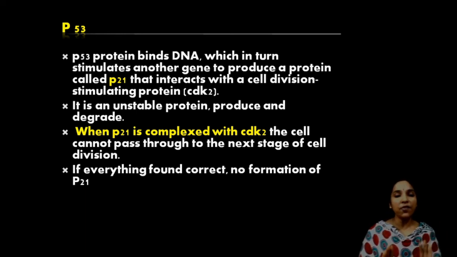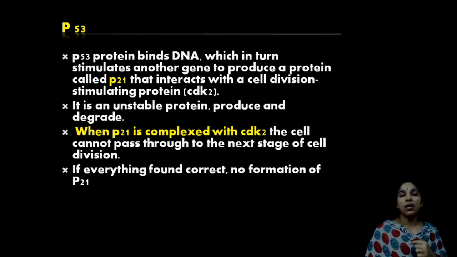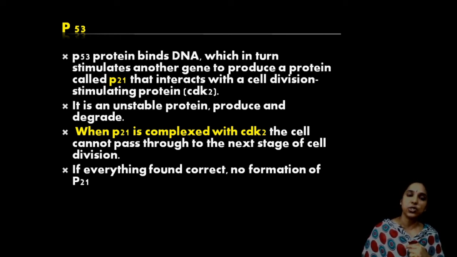Then when P21 is complexed with the CDK2, the cell cannot pass through the next stage of cell division. Okay. What is CDK? You know that, cyclin dependent kinases. That's its function, already we discussed in the first half. So P53 is an unstable one. When any problem is detected, it binds with the promoter and produces a protein P21. P21 binds with the CDK, and CDK will control it. When it complexes with the CDK, the cell will never pass to the next stage.